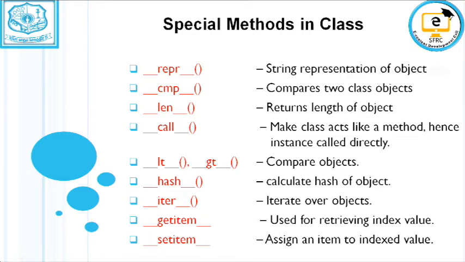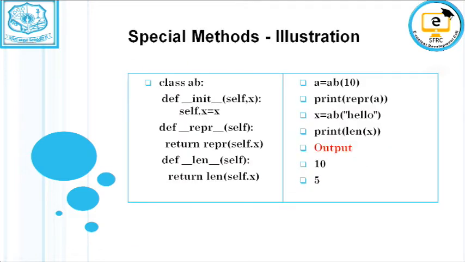Iterator helps to iterate over different number of objects of the same data type. Get item and set item helps to retrieve the item or the attribute value of the corresponding object, and set item helps to specify a value to the corresponding index inside the particular class. The illustration: class AB is going to hold three methods.